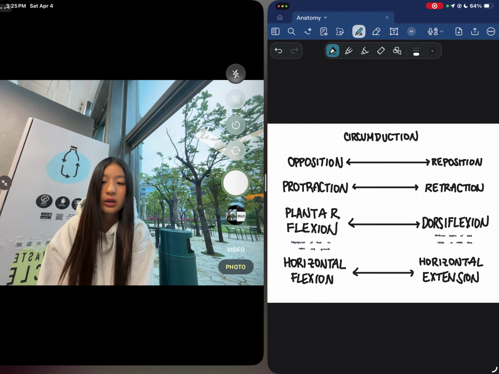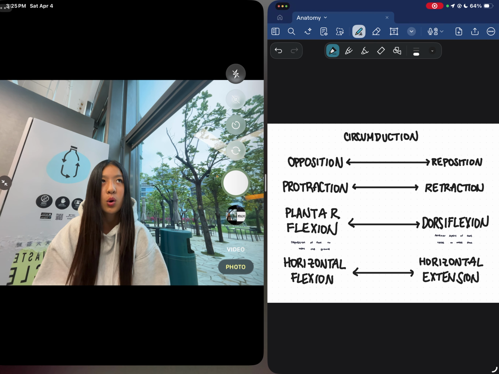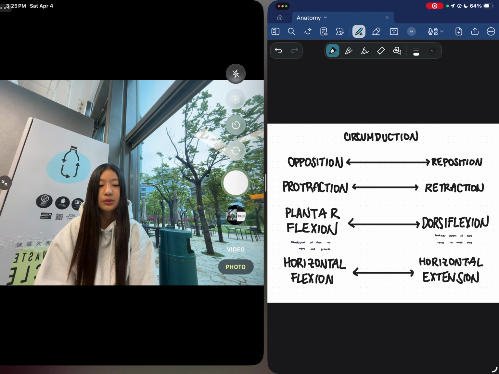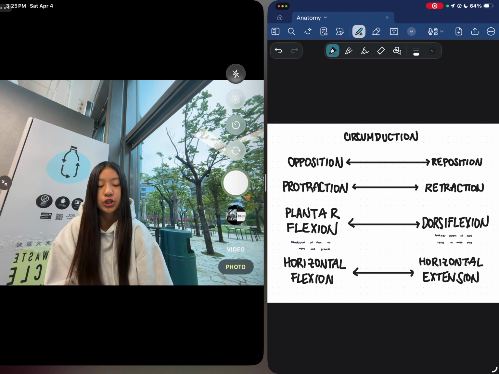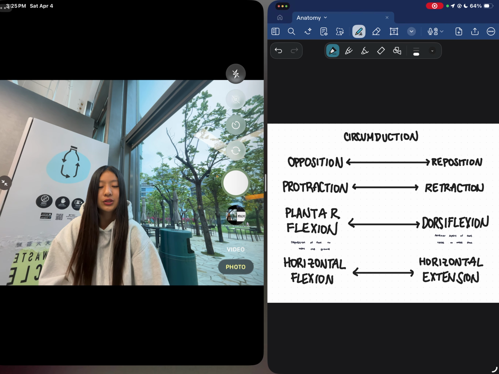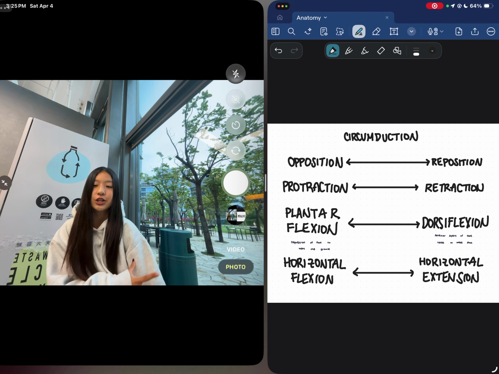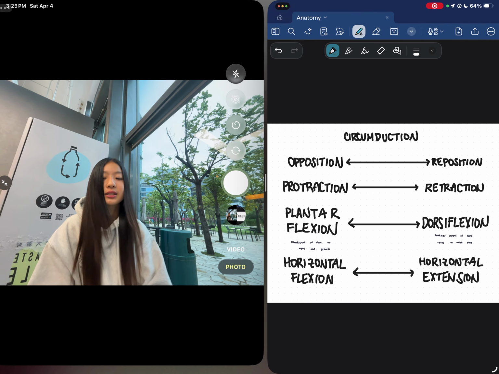And then the last one is the arm equivalent of abduction and adduction, which is horizontal abduction and horizontal adduction, which is just the same. So horizontal extension is abduction away, and horizontal flexion is adduction in.